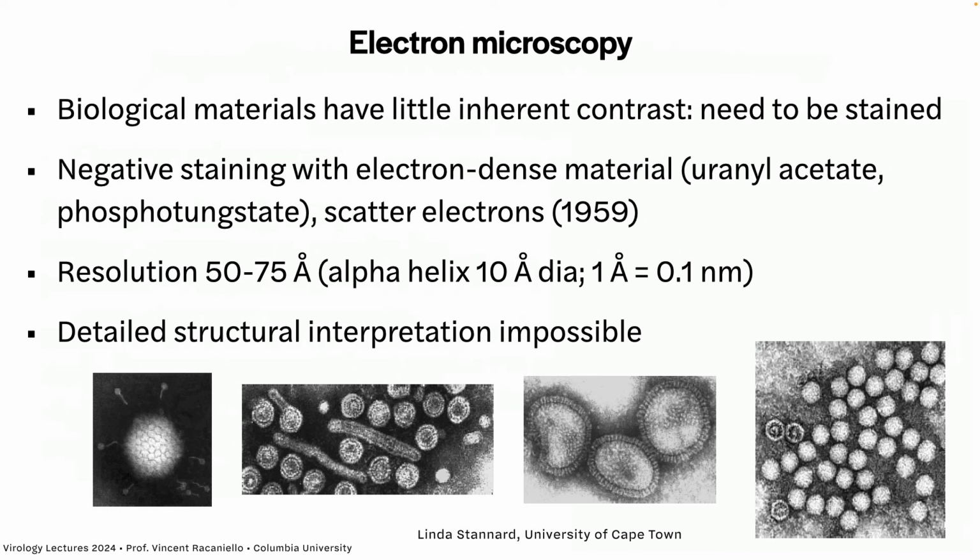What you do use for electron microscopy is negative staining. We use an electron-dense material. In other words, you can use uranyl acetate or phosphotungstate. They scatter electrons. So you take your virus and you immerse it in one of these stains, and wherever the stain is absorbed, it will reflect the electrons. So in these images here, they're all negatively stained.